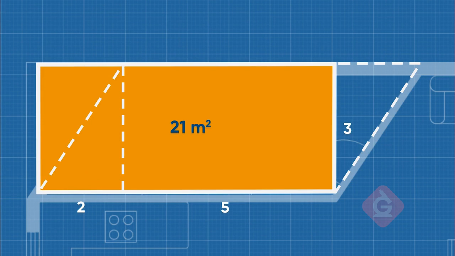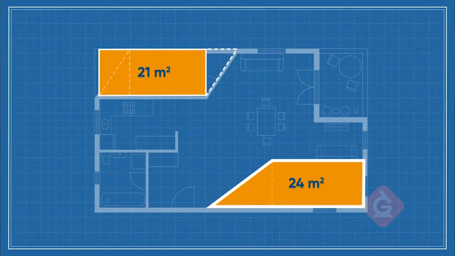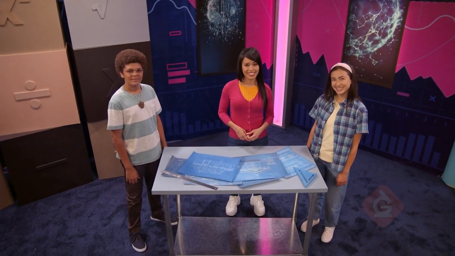That's right. Try it. This new shape is 7 meters long and 3 meters wide. 7 times 3 equals 21 square meters. It's the same answer. Great. Next, let's see how a coordinate plane can help us find the area of more polygons.